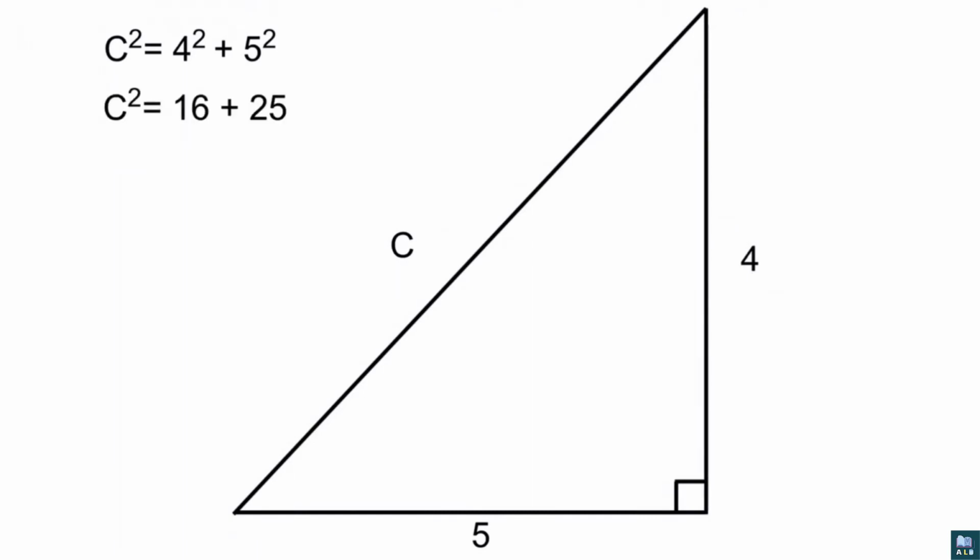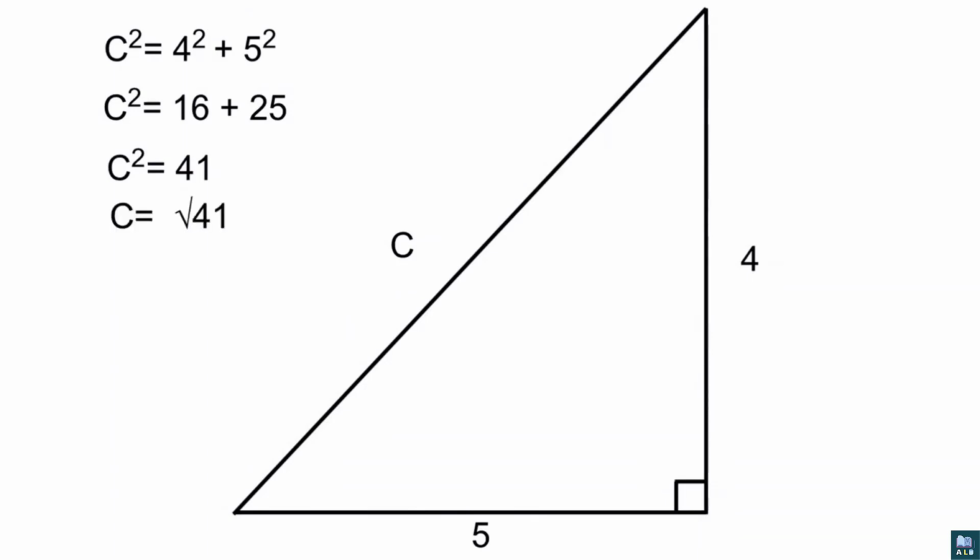Now that I've determined that c squared is equal to 16 plus 25, why don't we just add 16 and 25 together and be done with it? So c squared is equal to 41. Now that I've determined that c squared is equal to 41, I'm not looking for c squared, I'm looking for c. So we need to get rid of this square somehow. And like I said before, we have to square root this side to get rid of the square. And whatever we do to this side, we have to do to this side. So c is equal to the square root of 41.